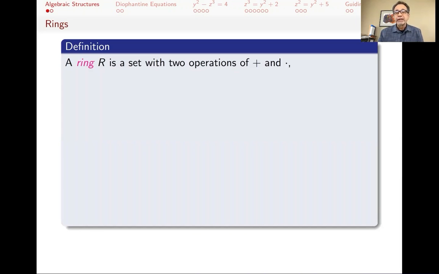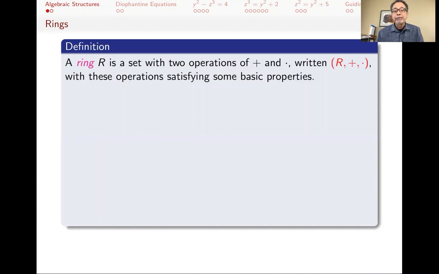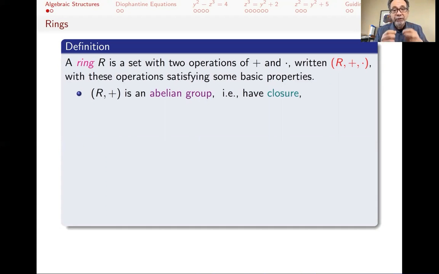So briefly, a ring is a set with two operations. One we call addition, one we call multiplication, and we usually denote them with plus and times. You write parentheses R, comma, plus, comma, times to show that you have this set R and it has these two operations. These two operations have to satisfy some basic properties. With addition, we have to have an abelian group. So what does that mean? It means that we have closure. If you take two elements and apply this operation, addition, to them, you get a third element of the set.